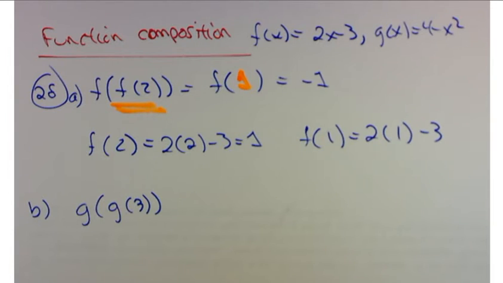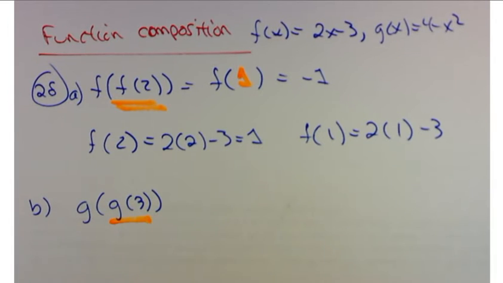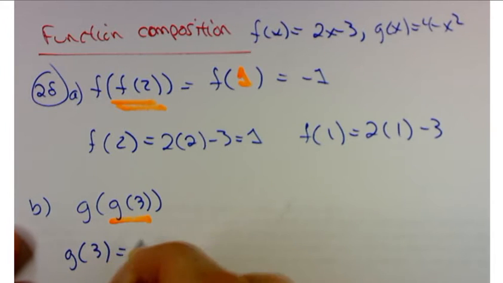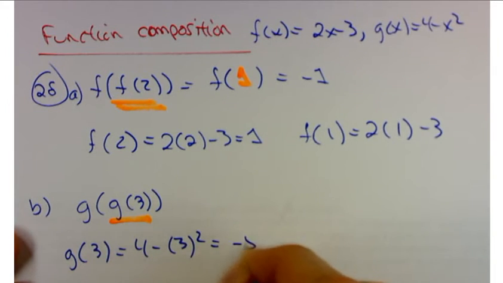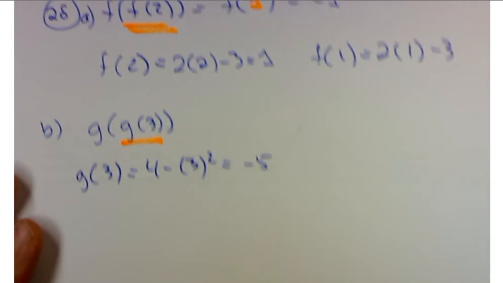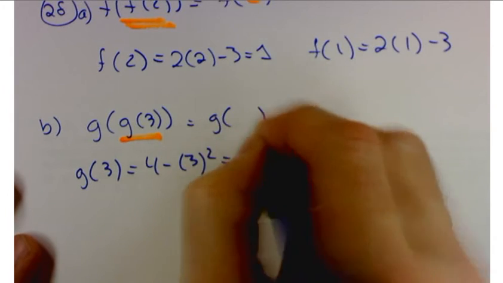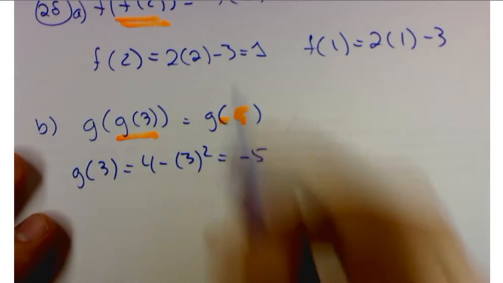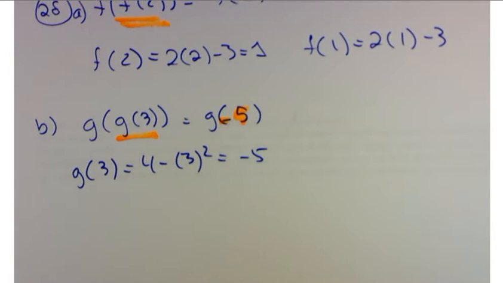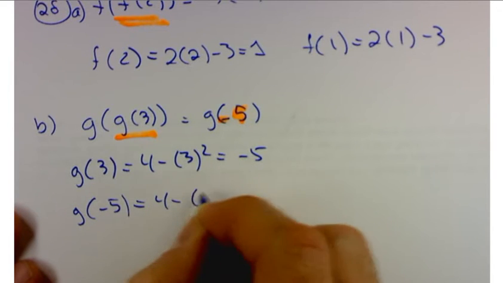As with the last one, let's start with g of 3. Start with the inside. Olivia, what'd you get for g of 3, please? Good. 4 minus 9 is negative 5. And so that's g of negative 5. That didn't show up very good. Negative 5. What was g of negative 5 then? Good. Negative 21.